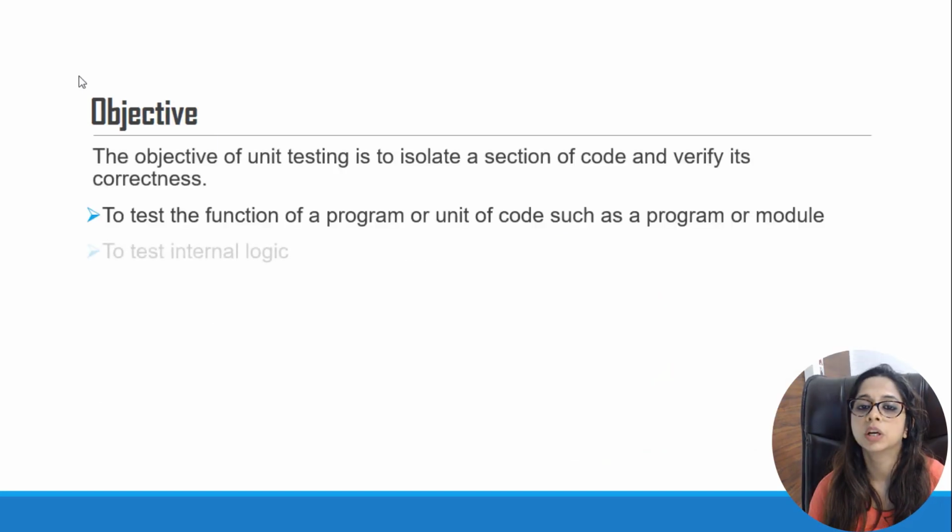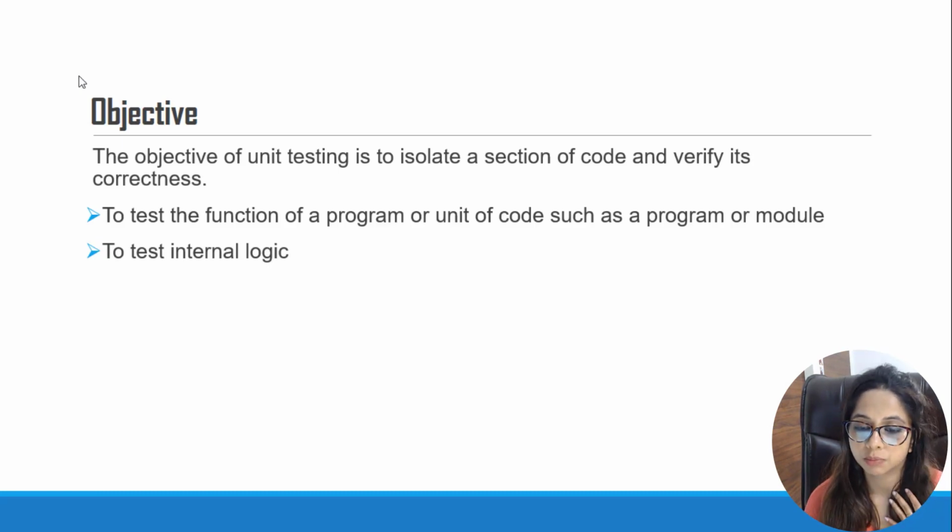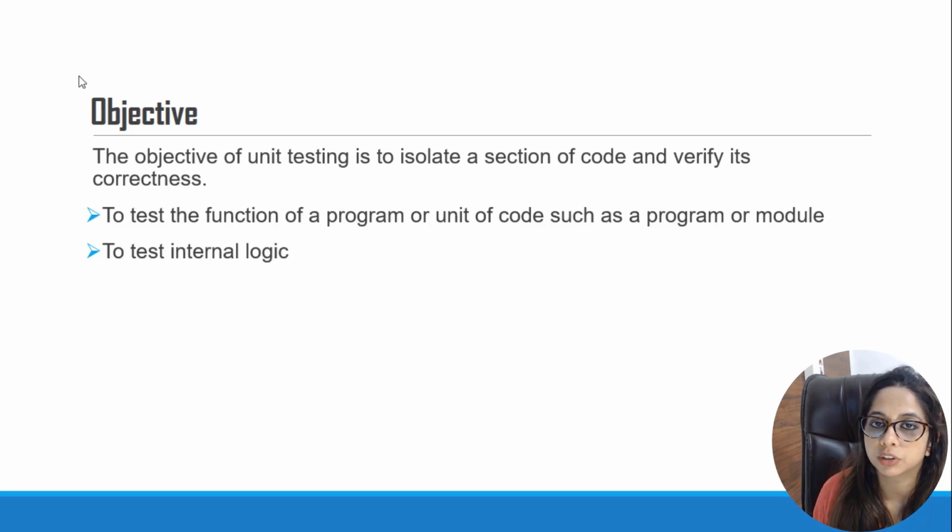Now we'll talk about what the objectives are and why unit testing is important. If you go by each pointer, of course, it is to test the function of a program and units of code such as programs or modules. So whenever a piece of code is written, it will have individual functions and modules inside it. So we have to make sure that each function, each module is tested well.